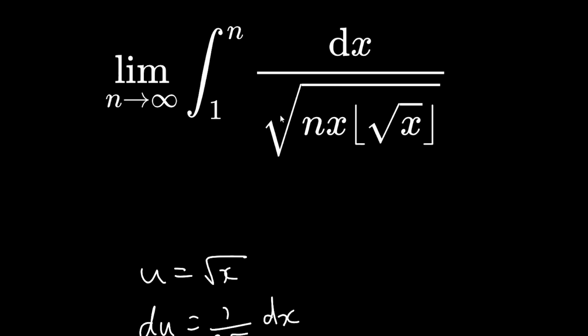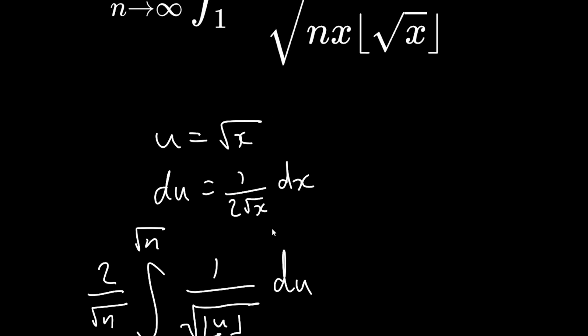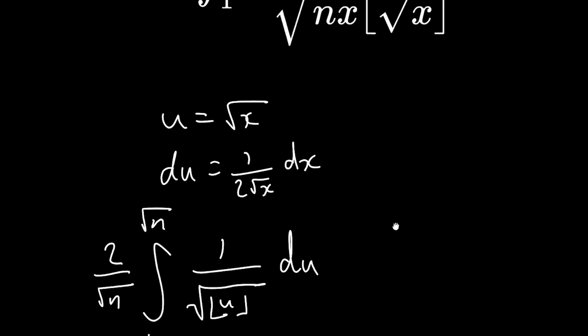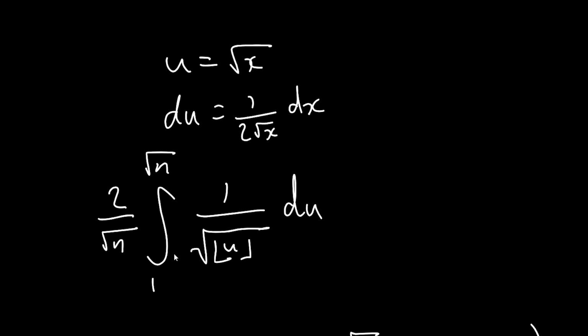So, say u equals square root x, get du equals 1 over 2 square root x dx. And now we have 2 over square root n, the integral between 1 and square root n, of 1 over square root floor of u. Now, we don't have any continuous parts of this integral anymore. There's no u's on its own hanging around anywhere. It's just floor u. So that means we can write this integral as a series plus some extra rectangular area.